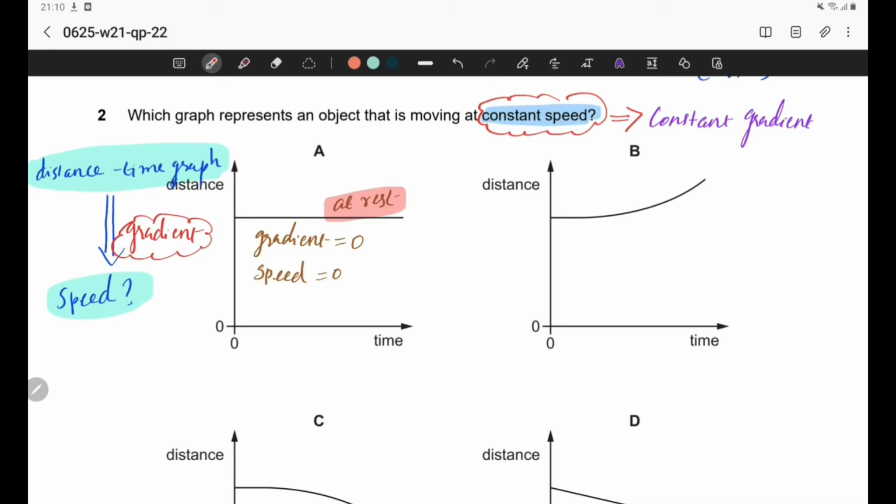Now we can look at the graph given in option B, where the gradient or slope keeps increasing gradually. It's not constant. So the gradient is increasing, therefore the speed is also increasing. So the motion of the object in option B is that the object is moving with an increasing speed.